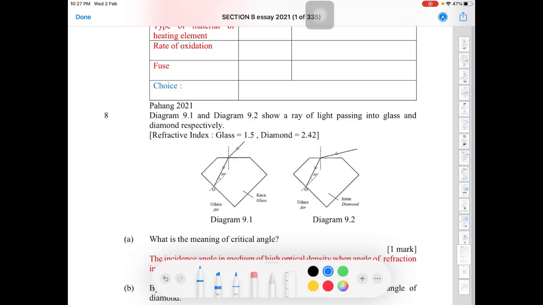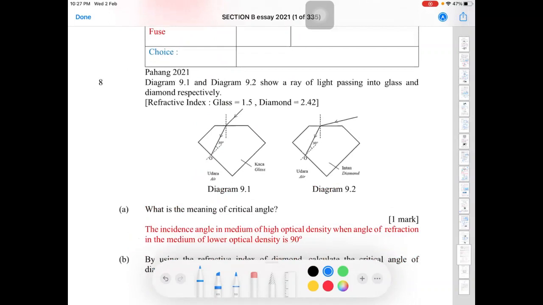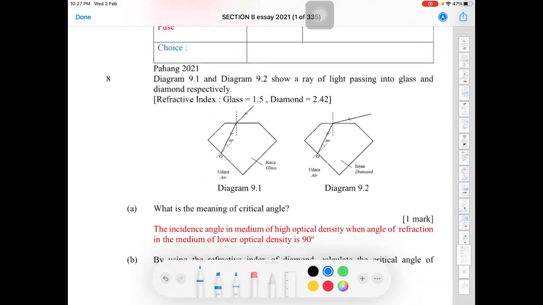Alright. So dekat sini apa jawab soalan dia? Dia tanya what is the meaning of critical angle? So kalau you belajar pasal diamond, mesti kita tak lari daripada TIR. TIR maksudnya total internal reflection. Jadi dia yang penting adalah critical angle. So make sure you tahu the definition of critical angle. So the incident angle in medium of high optical density when angle of refraction is 90 degree, dalam medium yang lower optical density.